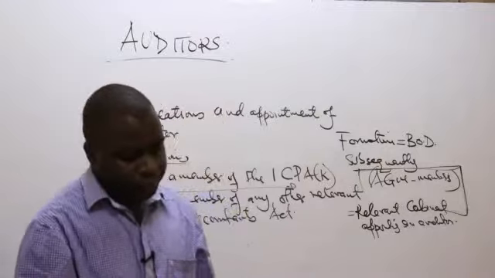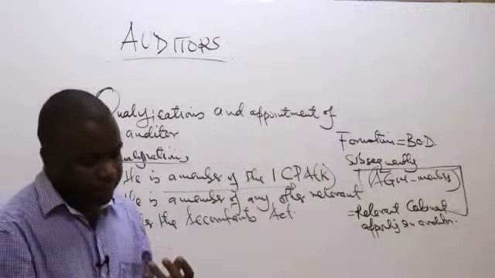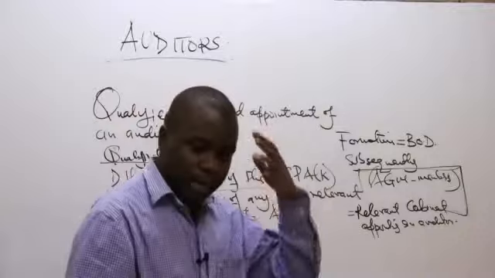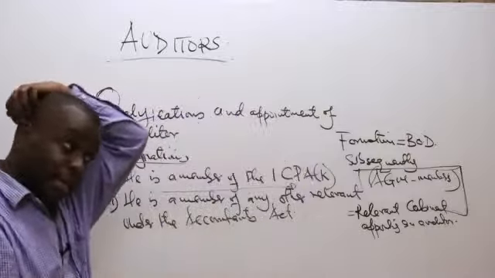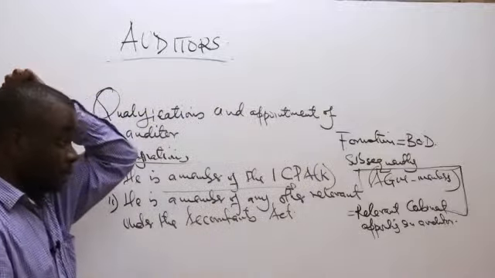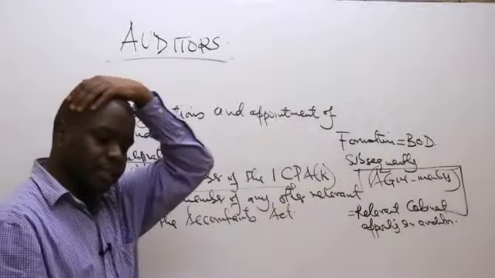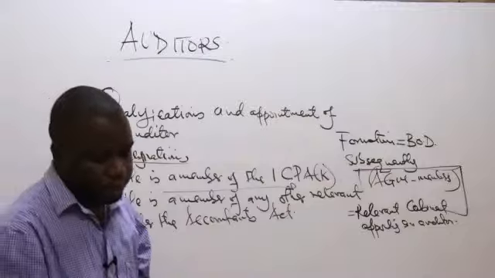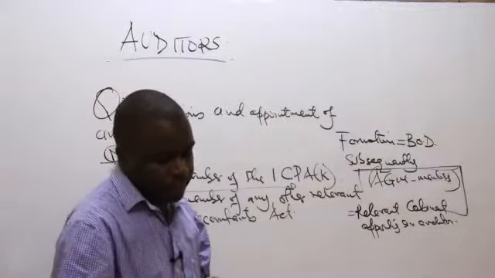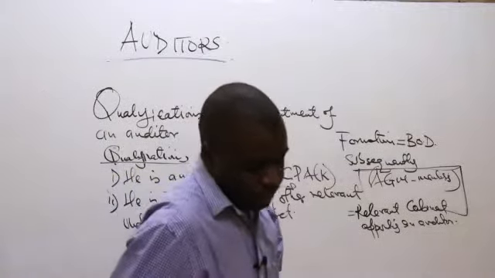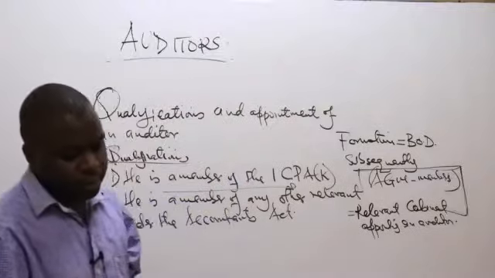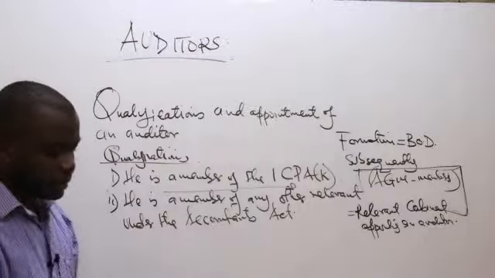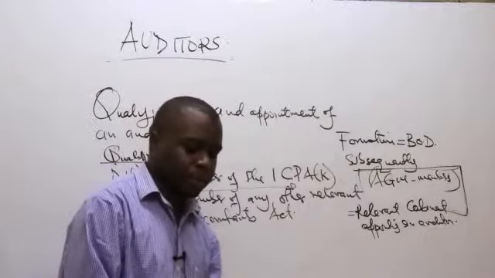Number 2, a resolution has been passed to appoint someone else to serve as an auditor and not him to be reappointed. Then number 3, a resolution has been passed that he should not be reappointed.